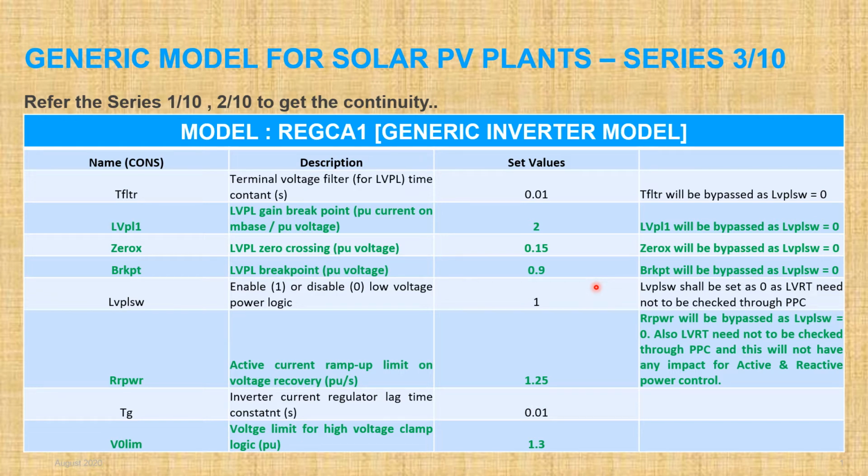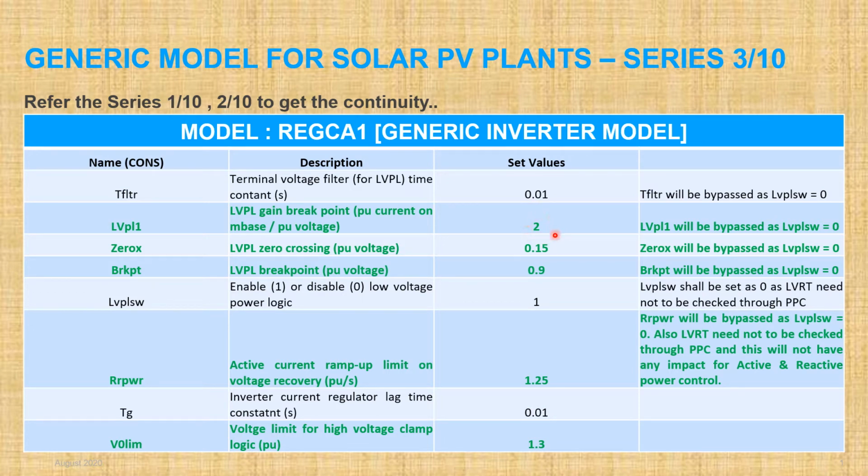Like this one, TFLTR, that is the filter time constant. This is a default parameter; you need not choose it. Now the second parameter is LVPL1. That is the most important parameter.